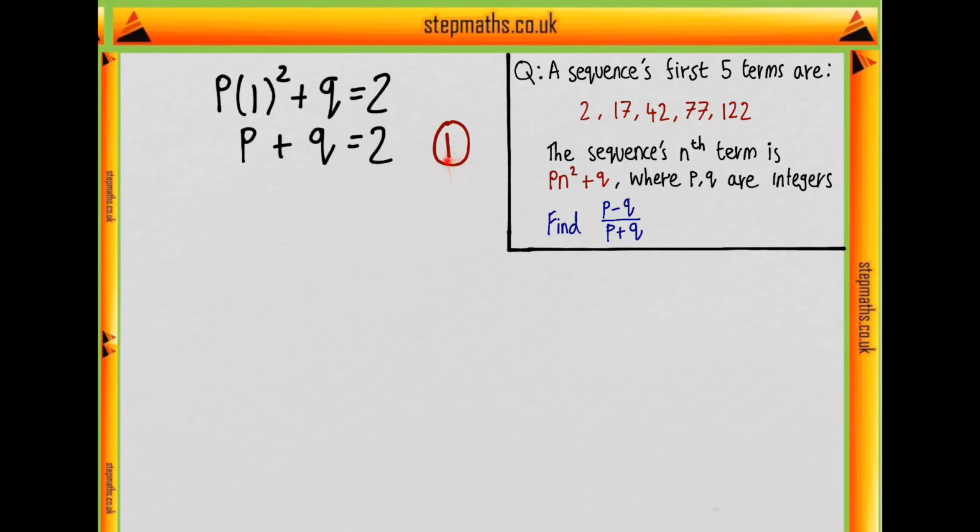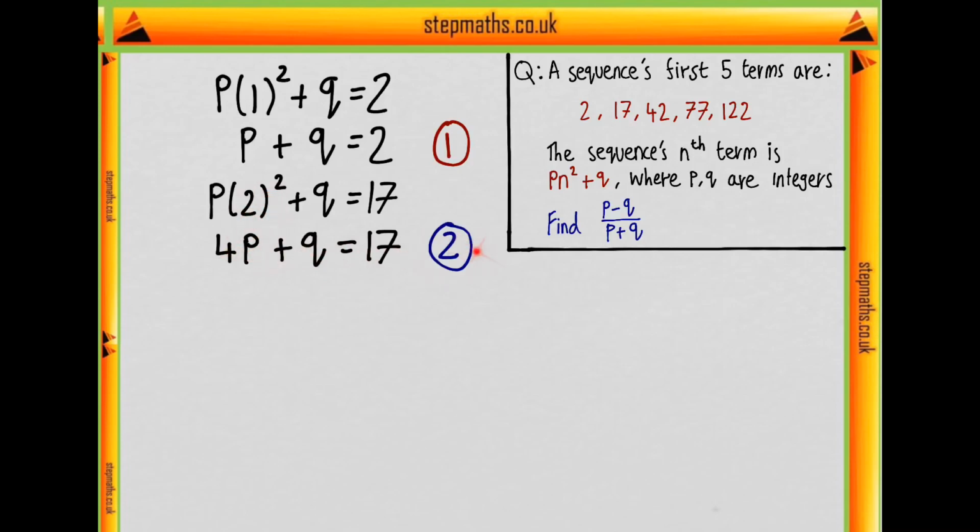Because we're going to do exactly the same for 17. So n equals 2. So p lots of 2 squared plus q is equal to 17, because it's the second term, which means 4p plus q equals 17 naturally comes from it, because 2 squared is 4. And you've guessed it, let's call this equation 2. So we want to solve equation 1 and equation 2 for p and q.